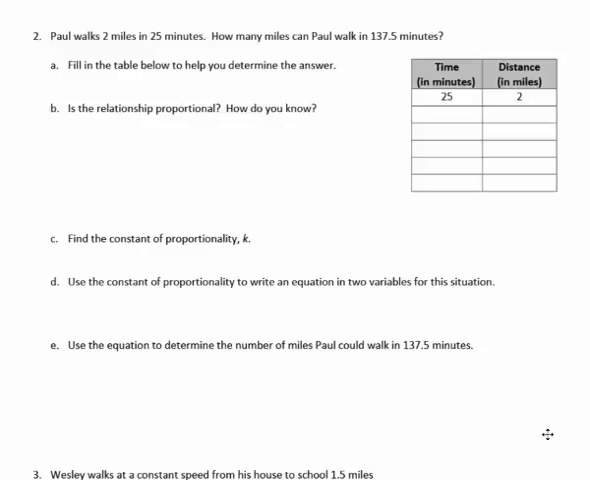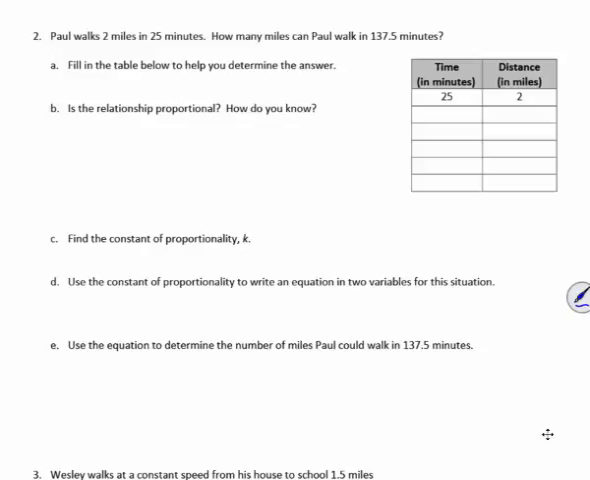All right, ladies and gentlemen, we did page 1 of these notes together in class, so now we're going to finish up with this lesson, looking at our proportional relationship. So here's an example. Paul walks 2 miles in 25 minutes. How many miles can Paul walk in 137.5 minutes? Fill in the table below to help you determine the answer.